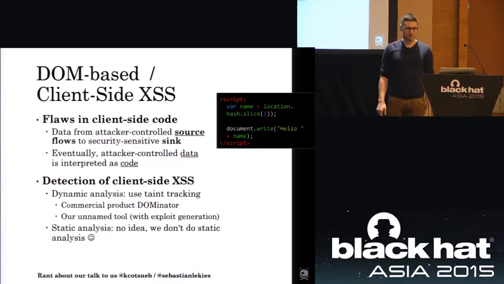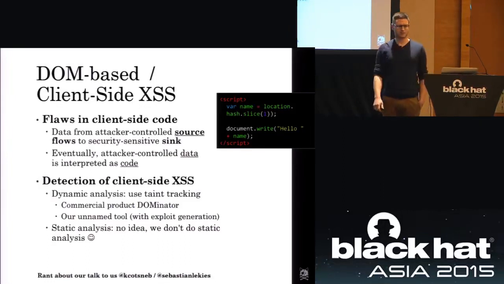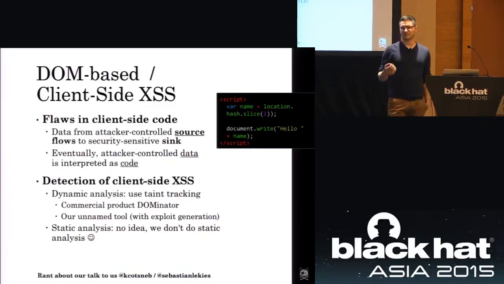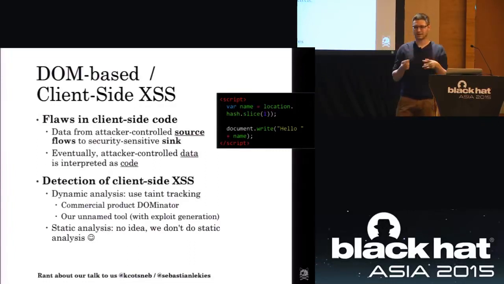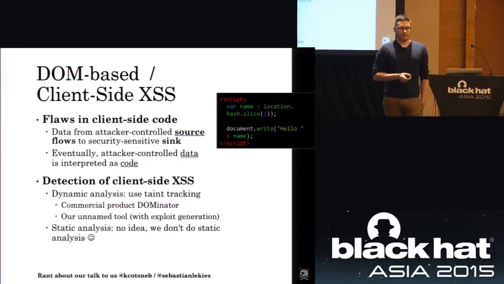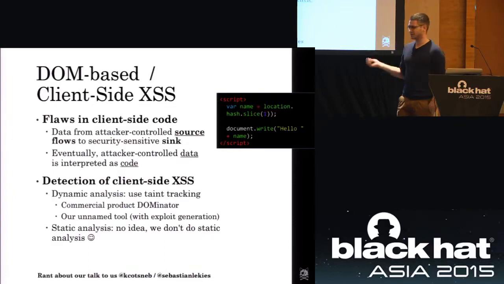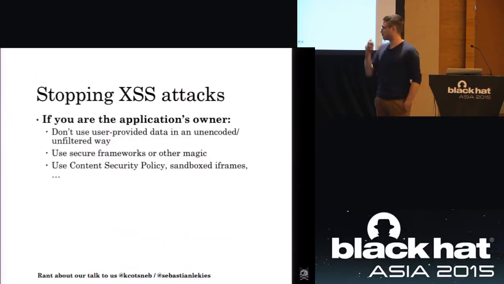In previous research, we developed a tool that doesn't have a name. We should actually fix that. It allows us to also automatically generate exploits. So rather than just showing, hey, there is a flow of data, we can actually generate an exploit exactly for that flow and validate whether it's actually a vulnerability or not. I presume there are also ways of doing this statically, but to be honest, I have no idea how static analysis of JavaScript would work, so we're going to skip that.